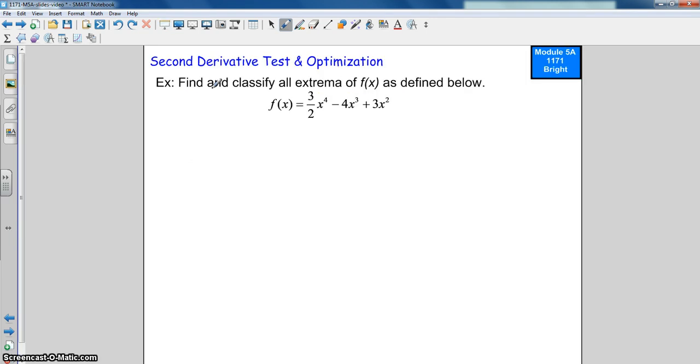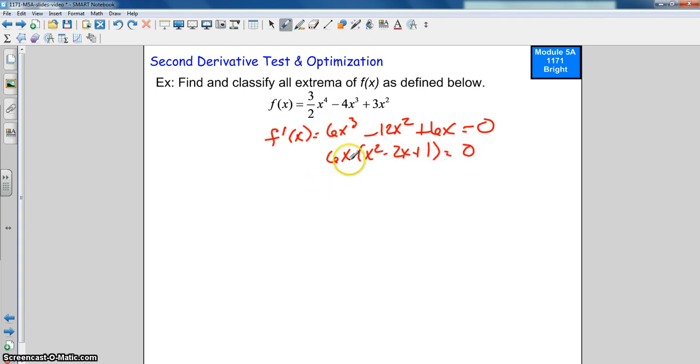And so we're going to try to use the second derivative test with this function here to classify the extrema. We first have to find our critical points. So look at the derivative, and in doing this you get 6x cubed minus 12x squared plus 6x after you do all the algebra. Set this equal to 0 and solve. I can factor out a 6x, and I'm left with x squared minus 2x plus 1 equal to 0. This factors further as 6x times (x minus 1) squared equals 0. If I solve for x, I get x equals 0 and 1.